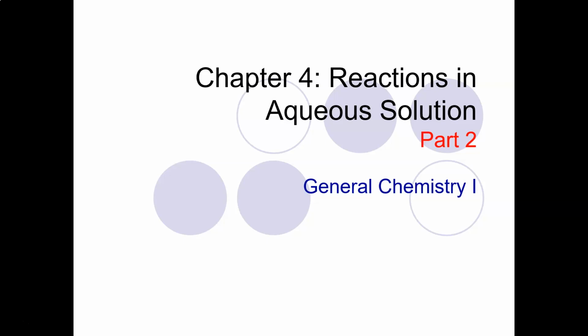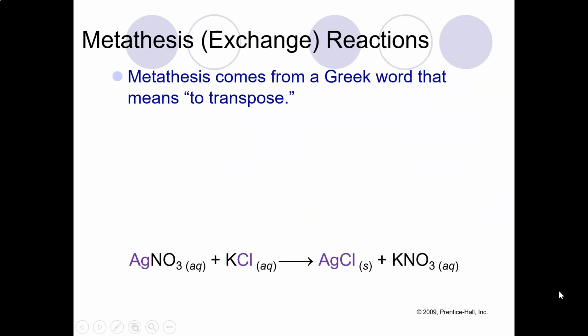So at this point, we have 4 different categories of chemical reactions we've talked about: combination, decomposition, and combustion, which came from chapter 3. And then we added precipitation reactions to our list. A precipitation reaction is when we start with aqueous solutions, and one of the things we formed was a precipitate, which means solid. So we're going to jump to our next type, which are metathesis reactions.